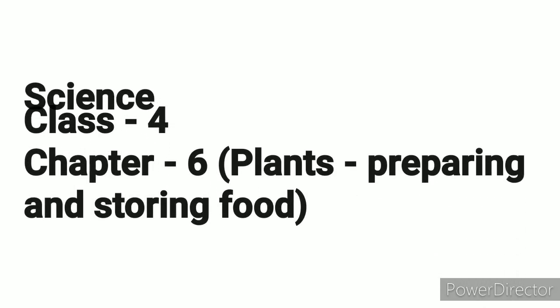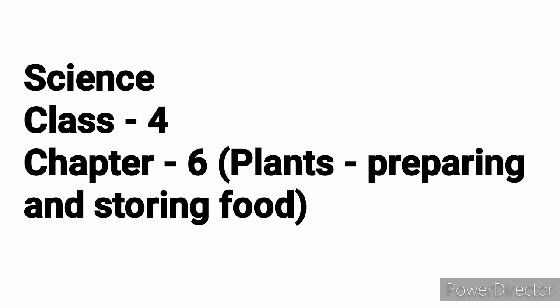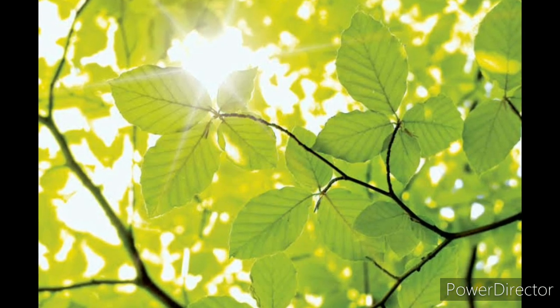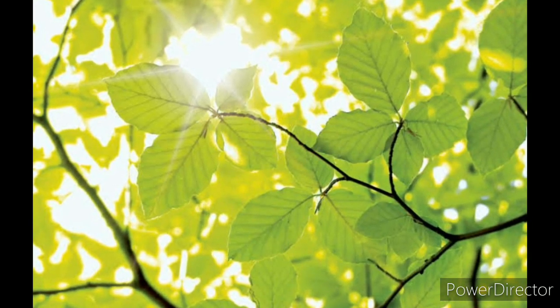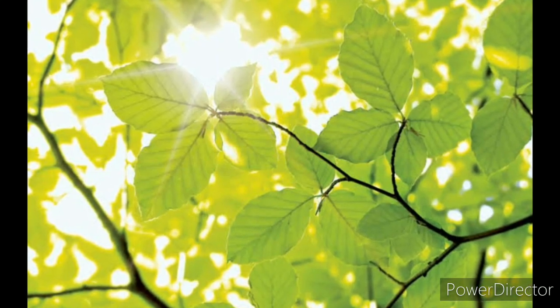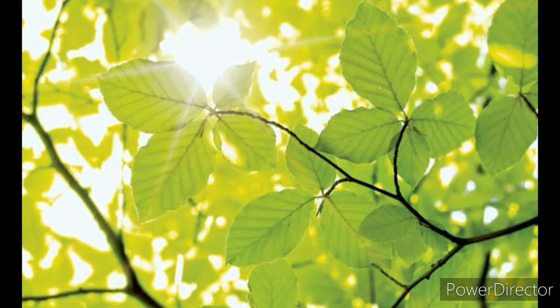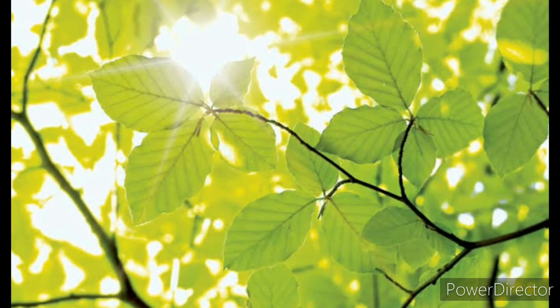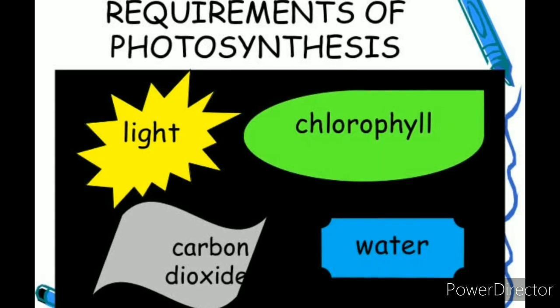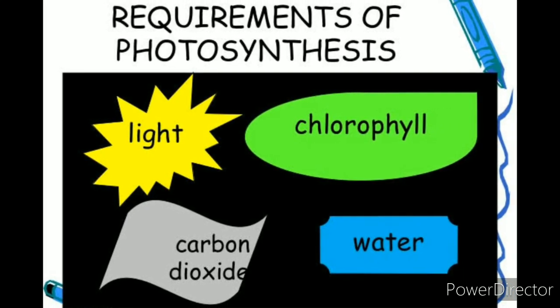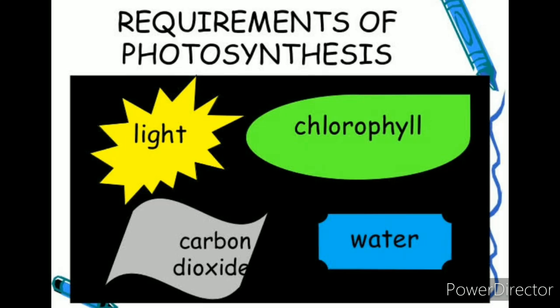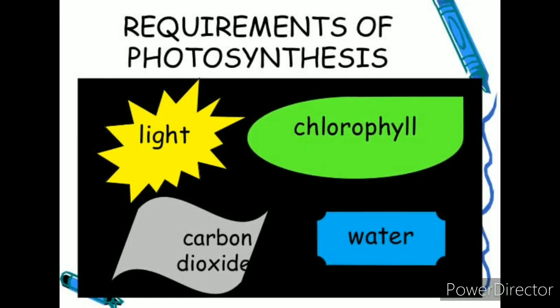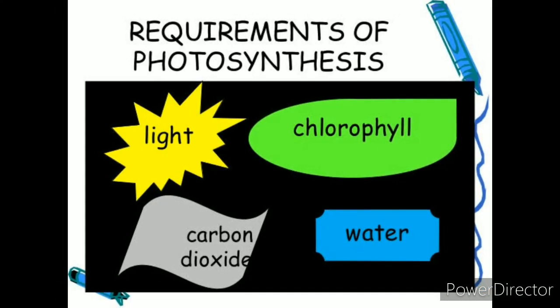So today we are going to learn about chapter 6, that is plants preparing and storing food. In this chapter we will learn how plants produce their food and even store it in the different parts of it. So first of all, only green plants prepare their food, right? And the basic things to make food are light, chlorophyll, carbon dioxide, and water. When all these things are synthesized, they just turn into glucose. So let's see how this process happens.